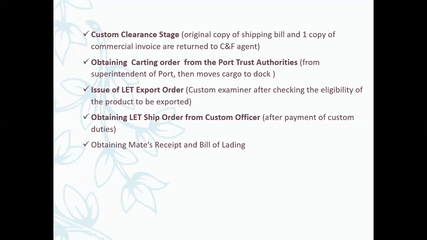After getting the let export order, you need to obtain the let ship order from the customs officer. After that, you have to obtain the mate's receipt and the bill of lading. The exporter should get the mate's receipt and then the bill of lading from the shipping company. These were the steps in the shipment stage.